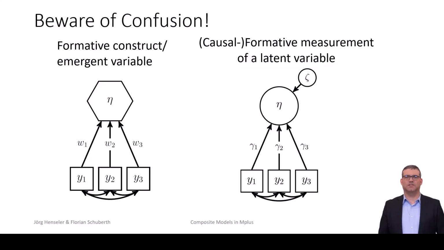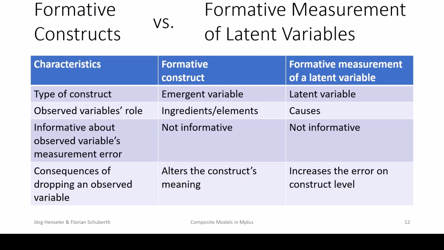And that means there is some variance in the latent variable eta that is not explained by the causes y1, y2, and y3. And that means we have here a residual zeta on construct level. This is the most important statistical difference between formative constructs and the formative measurement of a latent variable. This table contrasts formative constructs with the formative measurement of latent variables. So we do not only have statistical difference between the two, but also conceptual differences.